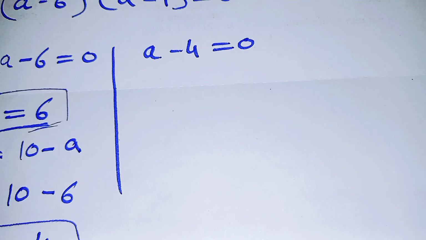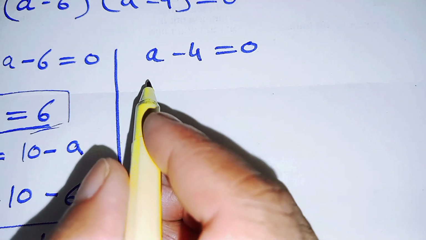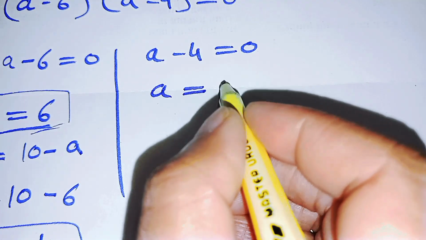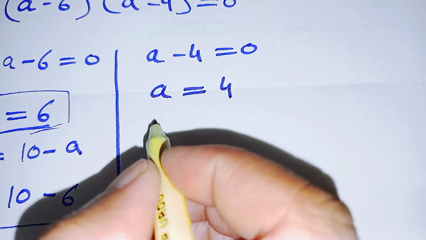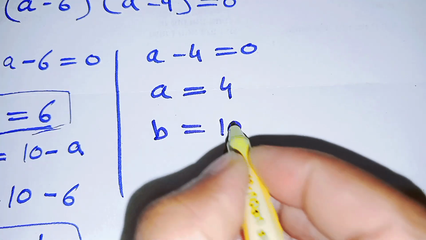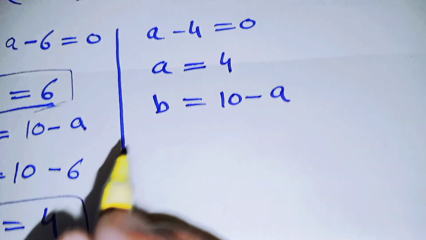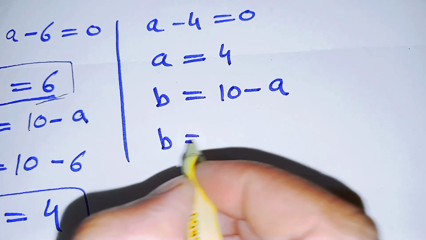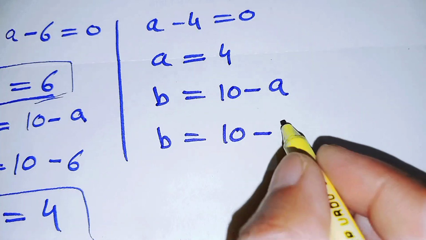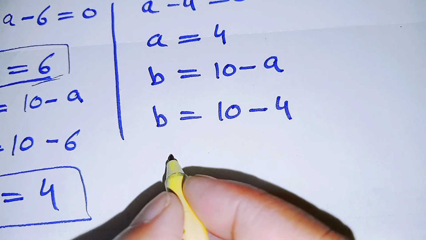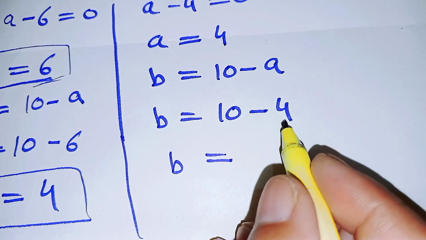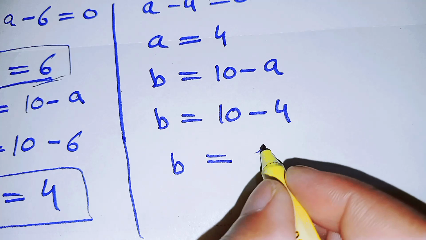In the next step, a minus 4 is equal to 0, so a is equal to 4. Again b is equal to 10 minus a, and putting the value of a as 4, b is equal to 10 minus 4, which is equal to 6.